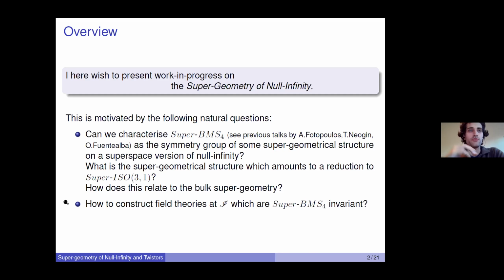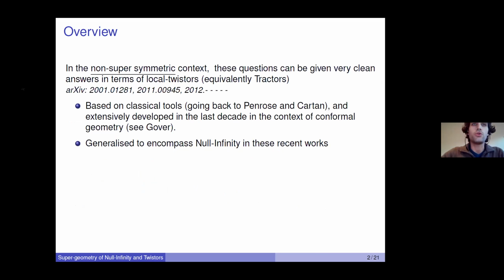It's very natural if you're thinking from the flat holography perspective, you'd like to build up field theories at null infinity which are super-BMS invariant in a systematic way. All right, so this is the motivation. The actual results I'm going to present are about the non-supersymmetric case.